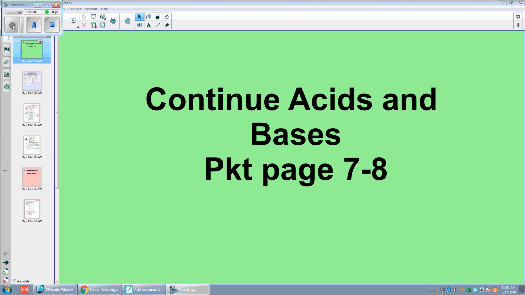Everyone, we're going to continue what we started just a little bit in class today, starting to talk about acids and bases. So we're going to end up doing page 7 and 8 in our notes. You also want to have your reference table near you, so you can look at tables K and L.